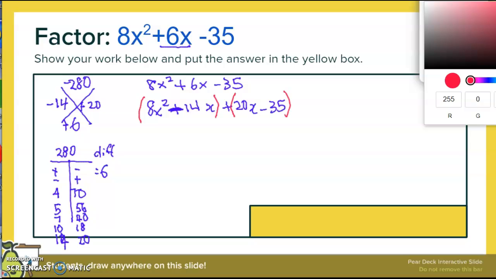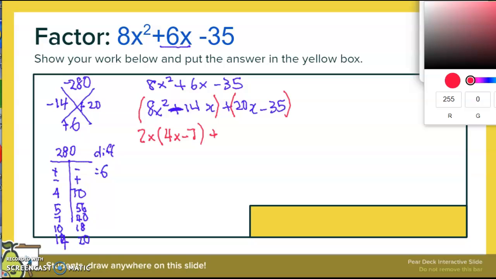and factor the first term, 8x squared minus 14x. I can factor out 2x because 8 and 14 are both even. So 2x times what is 8x squared? That's 4x. 2x times what is negative 14x? That's going to be negative 7.